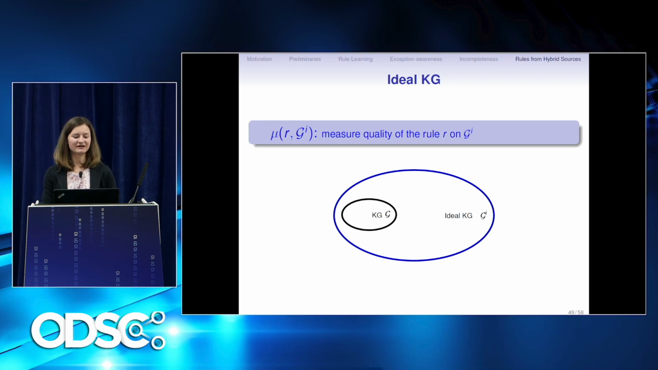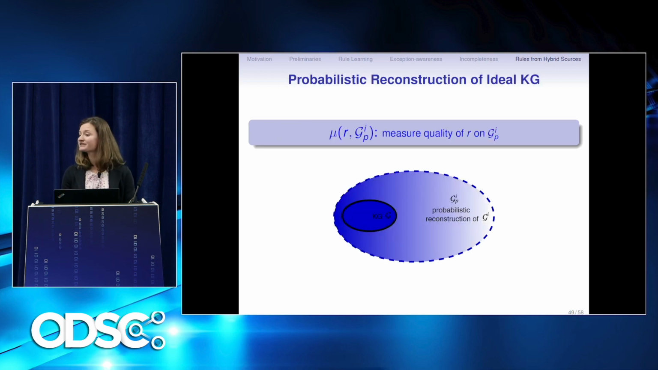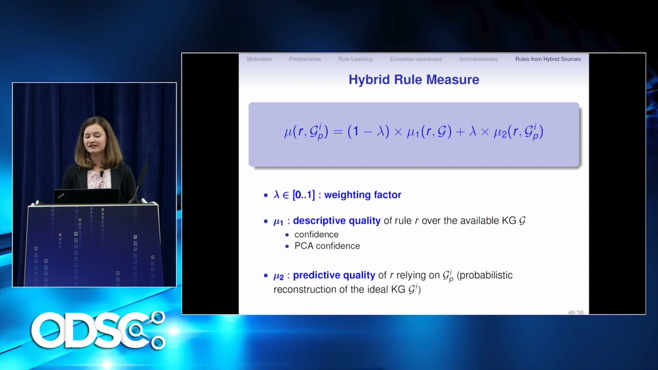So if there is some kind of a measure mu that allows one to estimate the quality of a rule on this ideal graph, that would be great. As we know, unfortunately, the ideal graph is unknown, but what is actually known or could potentially be known is a probabilistic representation of this ideal graph. If we do have a probabilistic representation of the ideal graph, in fact, what we could do is to measure the quality of our rules not only on our available graph, but also on the probabilistic representation of the ideal graph. This formula mu reflects exactly what I have just said, with some weighting factor lambda.